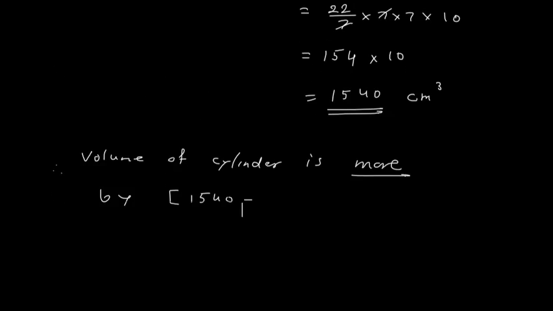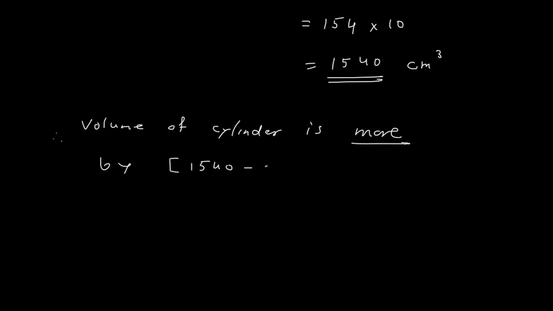1540 minus 300 is equal to 1240 centimeter cube. So the volume of the cylinder is more by 1240 centimeter cube than the cuboid.